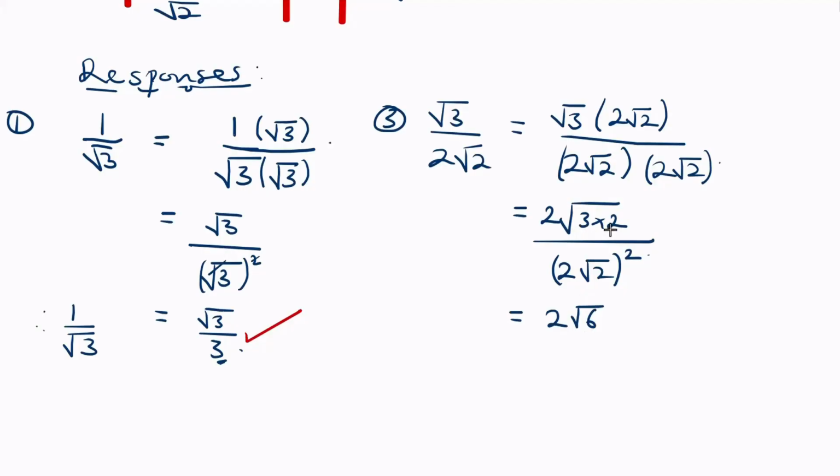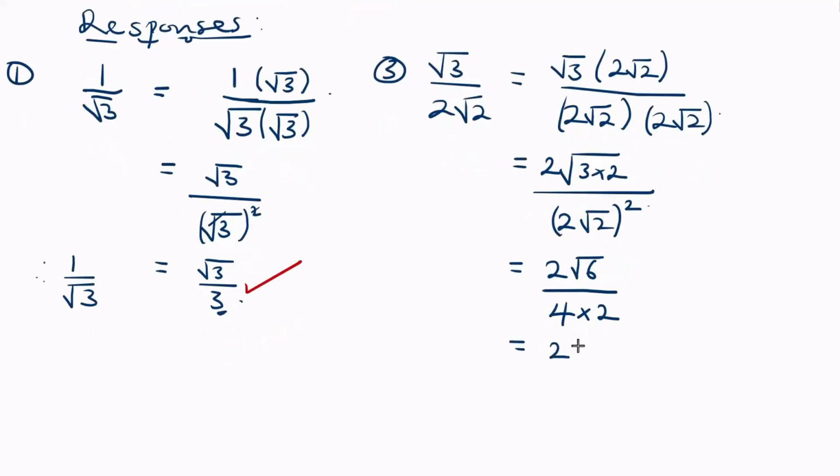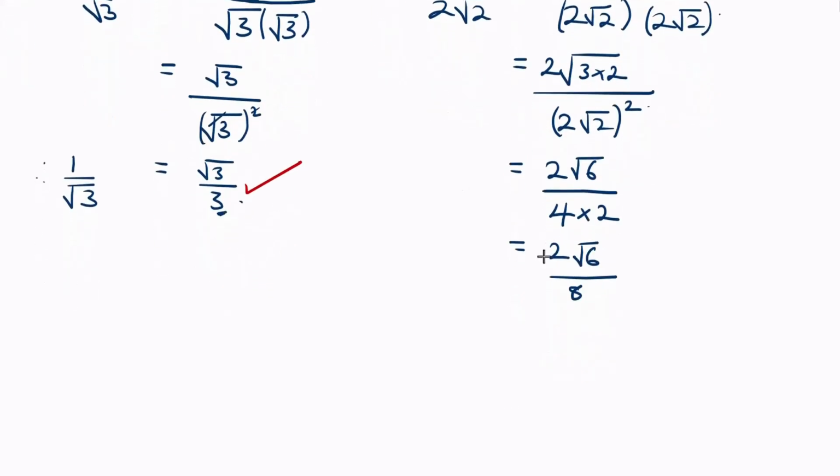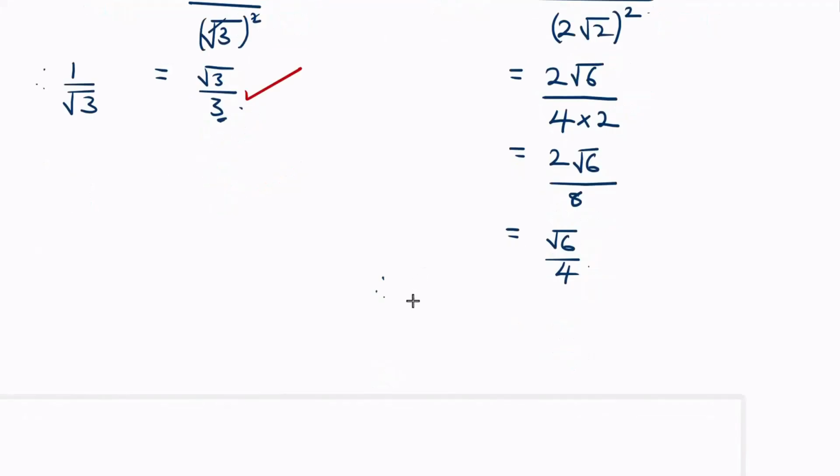If you multiply 3 by 2, we get 6 inside. Divided by 2 squared, which is 4, then root 2 squared is the same as 2. That means you have 4 multiplied by 2. This is the same as having 2 root 6 divided by 8. You can see there is a common factor of 2. We can divide 2 by 2, so that we have root 6 divided by 4. Therefore, our expression, root 3 divided by 2 root 2, is the same as root 6 divided by 4. This becomes our right answer.